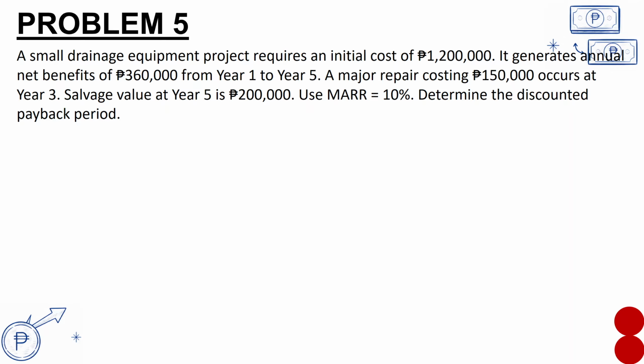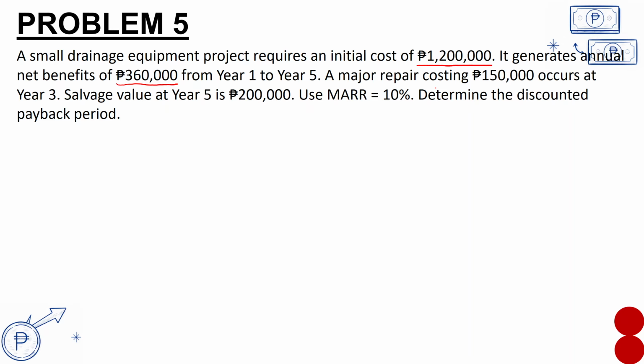So we have a small drainage equipment project, and it requires an initial cost of 1.2 million pesos. This is our initial cost. Now, this one generates an annual net benefits of 360,000 pesos from year 1 up to year 5.